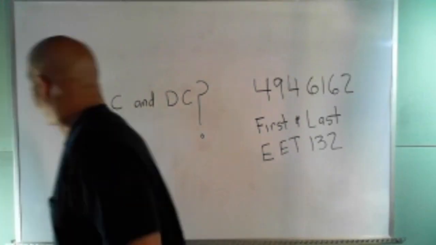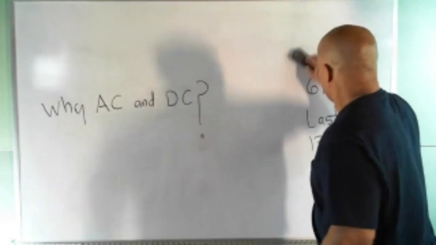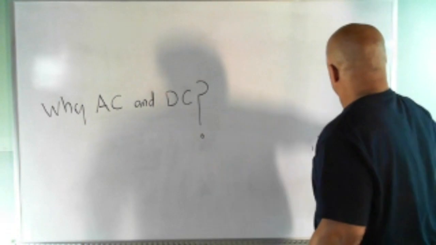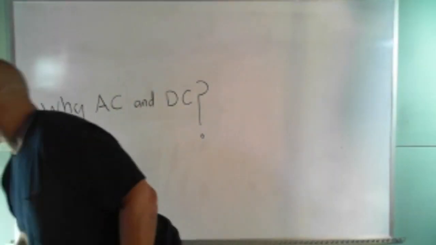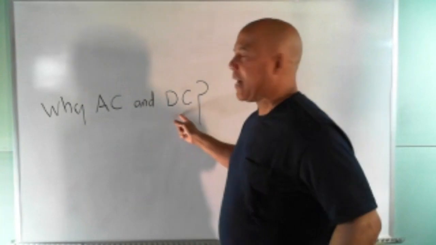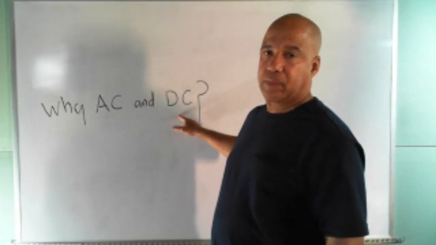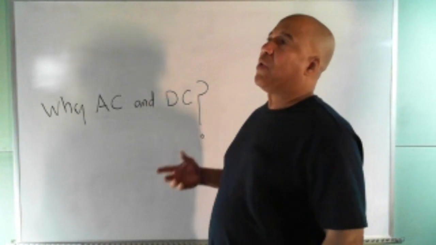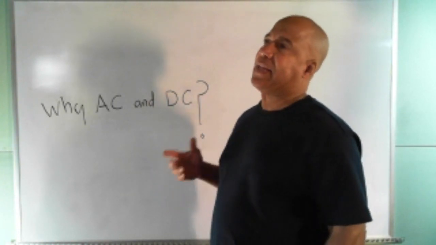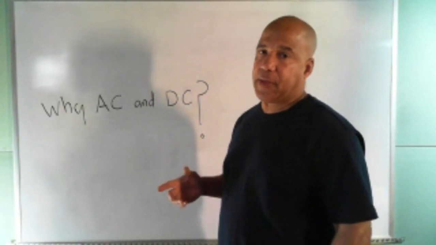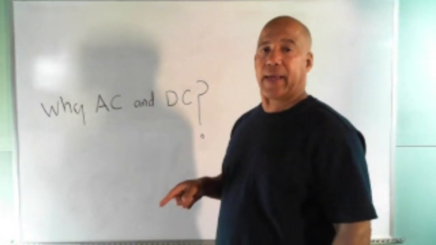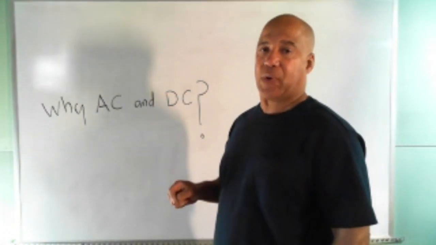So I want to start by defining something. Everybody knows DC. DC stands for direct current. Direct current. And what that means is that in a DC power circuit, the current flows one way. It flows one way and one way only.